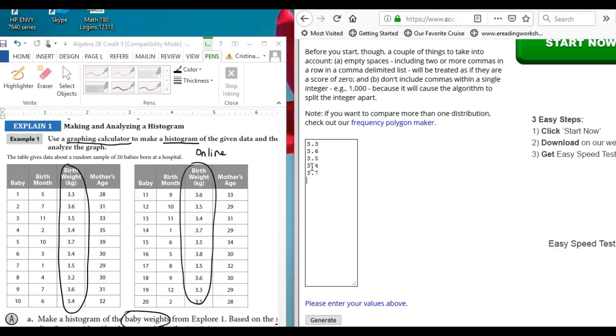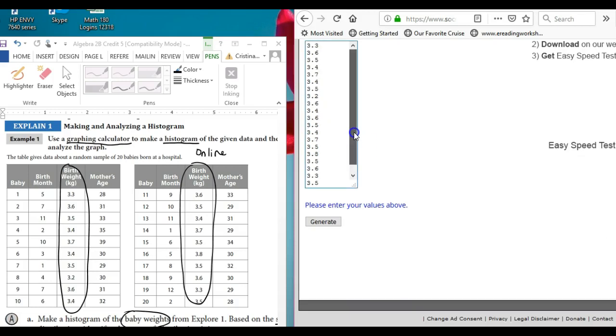But take some time, even though, yes, you're going to see the answer anyways. Take some time to enter in some of the data, because for your homework and for some of the problems in your packet, you will be expected to use a histogram maker anyways, so get some practice in it.